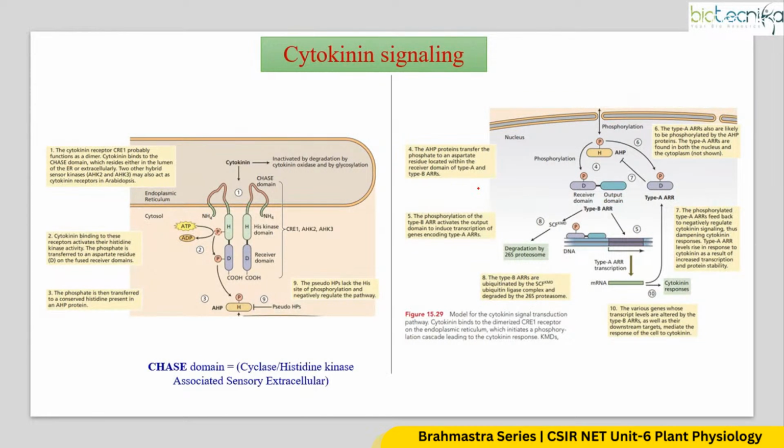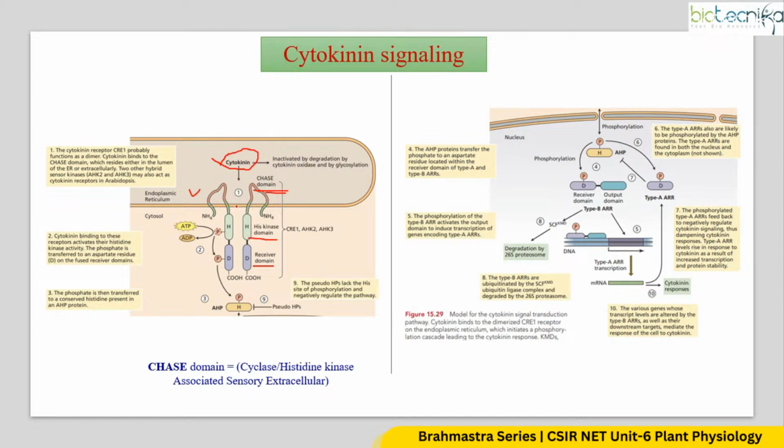Third one is the cytokinin signaling pathway. So cytokinin will go and bind to its corresponding receptor. Within the receptor, there is a domain known as the CHASE domain. So you all might be aware that cytokinin and ethylene are the two plant hormones which serve as a two-component system like bacteria. That means they will have a histidine kinase domain, they will have a receiver domain, right?